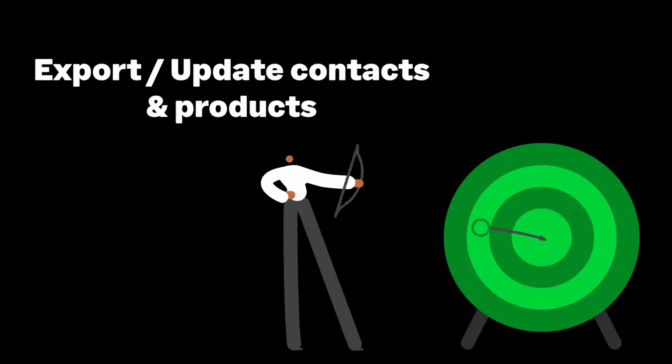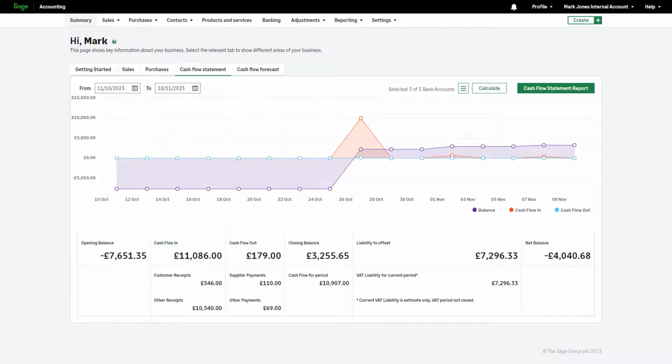And finally, in accounting, you can now export and update your customers, suppliers, and product items in CSV format rather than having to create or update each record individually. This can save you time if you need to update or create contacts or products regularly, or even to reset or restart a subscription. To update your customers, from the top navigation bar, select Contacts.